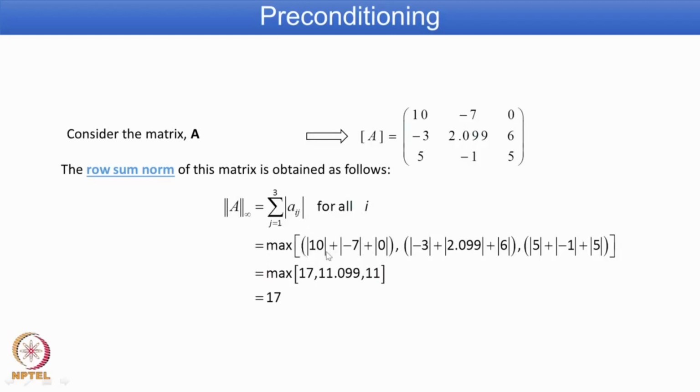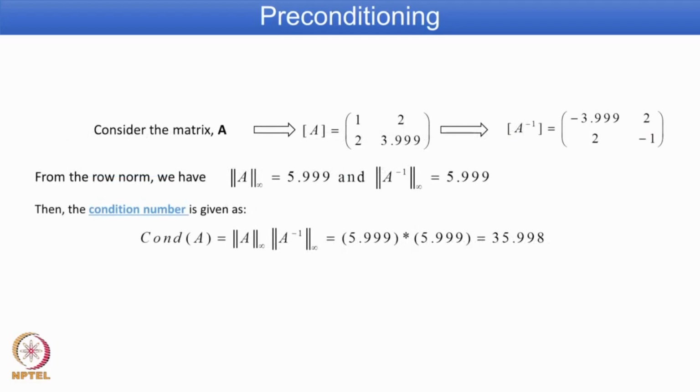Now, for this example matrix we try to apply this definition. So, the max of the first row 10, minus 7, 0, and that is what is shown here. The second row minus 3, 2.099, 6, and that is what is shown in the second bracket terms. The third row is shown in the third bracket term. Now, you find the summation and you find the maximum is 17. So, the row sum norm, infinity norm for this matrix is 17.